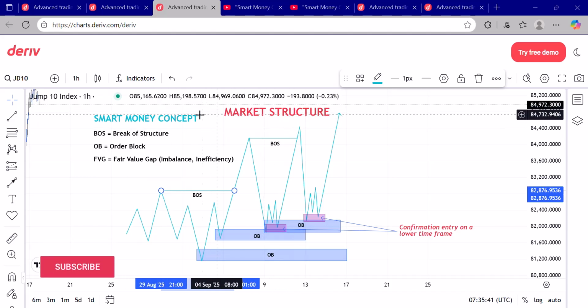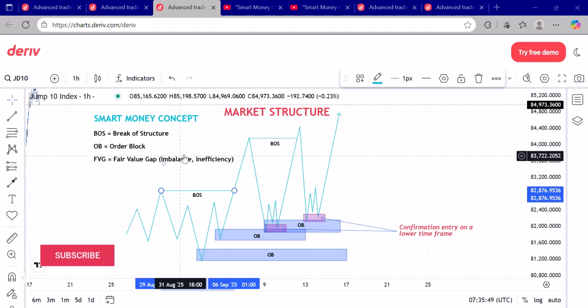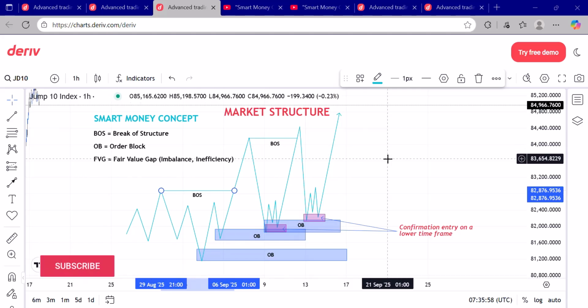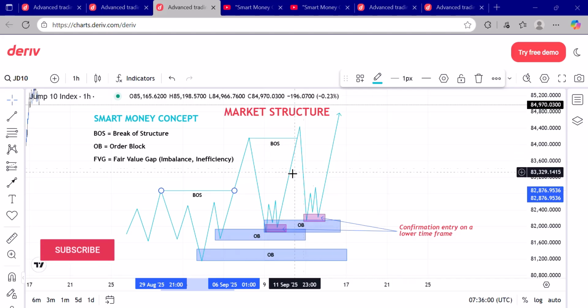Following a market structure. So in smart money concept, of course, we look at break of structure, order block, fair value gap, and we also look at liquidity or inducement. But today we're just going to be sticking with this: the break of structure, order block, fair value gap, or imbalance, market inefficiency. All right, so let's dive in.